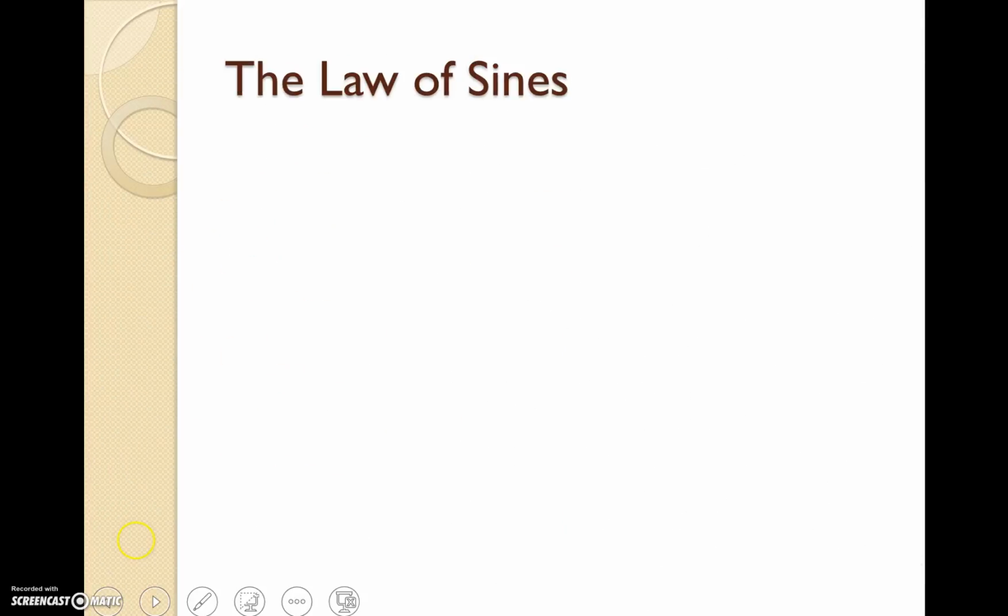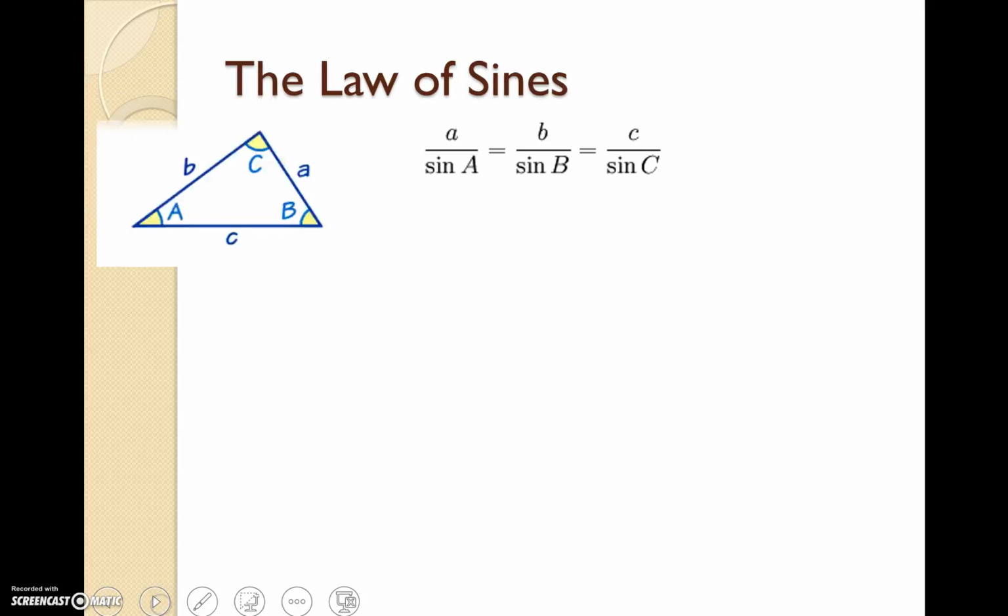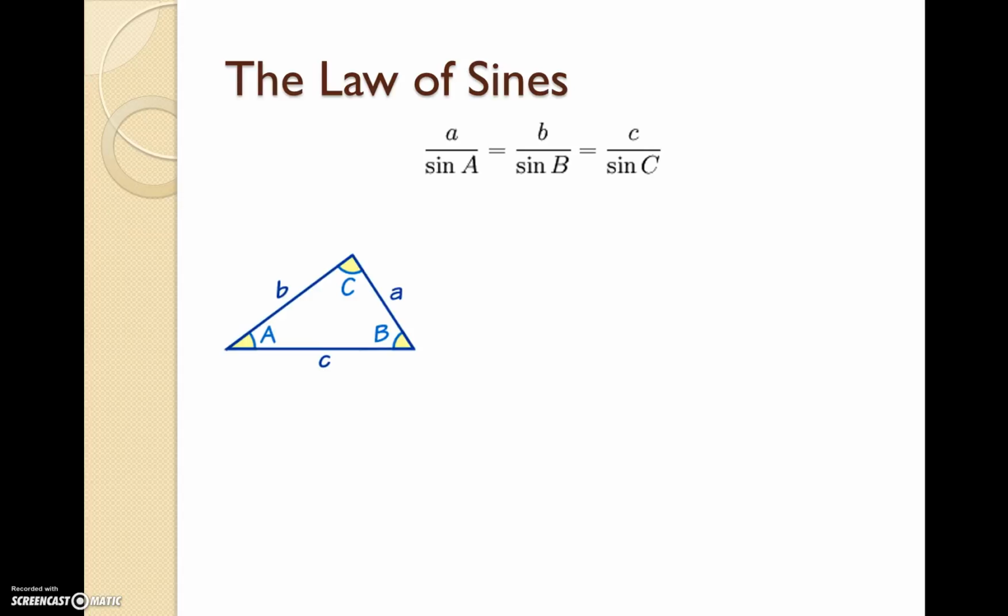All right, so we have ourselves the law of sines. Go ahead and get this written into your notebook. It's a over sine of A, b over sine of B, equals c over sine of C. That relates to any triangle. It could even be a right triangle. It would work for a right triangle, but we typically don't need to do it for that.